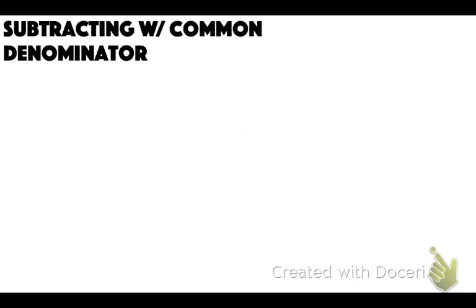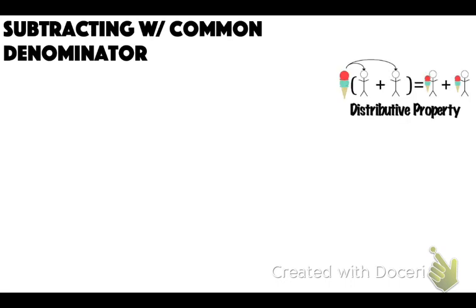Subtracting with a common denominator. So whenever you subtract, this is where you want to use the distributive property. So like if you look over here, this is the distributive property. So we're saying if we have ice cream on the outside and we distribute it in to the people on the inside, let's call him Bob and let's call him Dylan. Bob Dylan. So this would be like Bob gets ice cream and Dylan also gets ice cream.